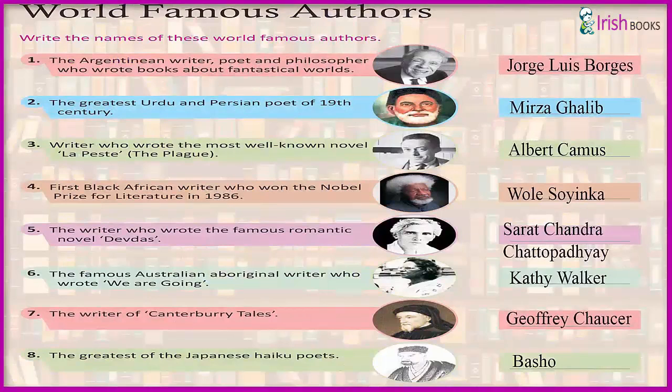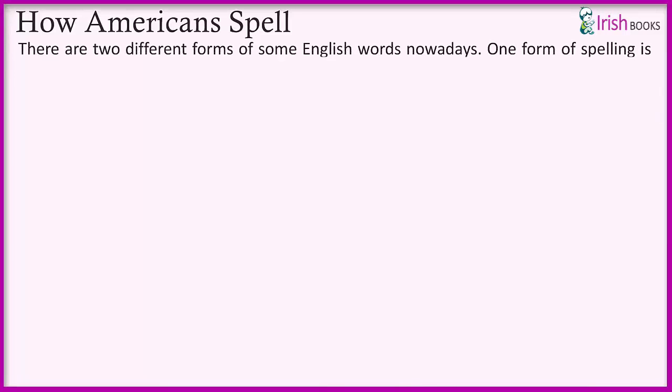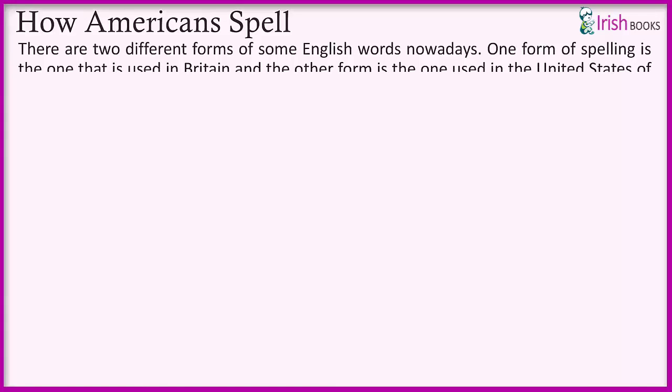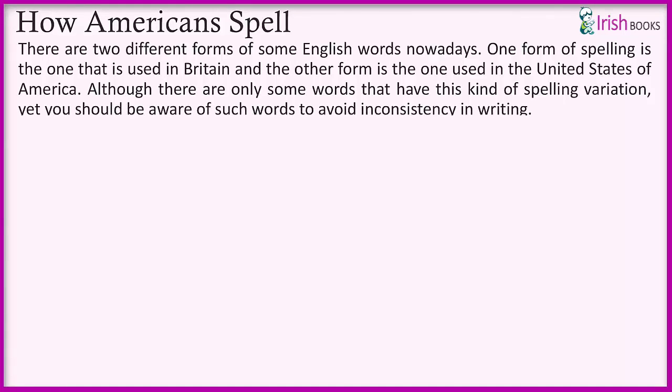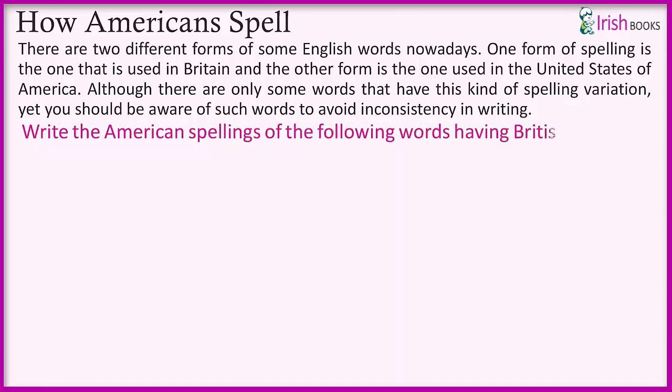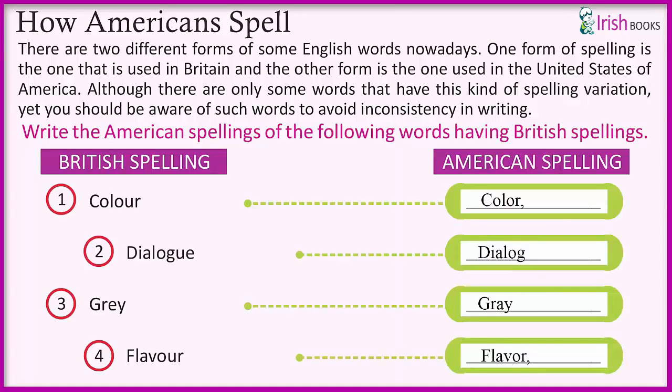World famous authors. Of some English words nowadays, one form of spelling is the one that is used in Britain, and the other form is the one used in the United States of America. Although there are only some words that have this kind of spelling variation, yet you should be aware of such words to avoid inconsistency in writing.